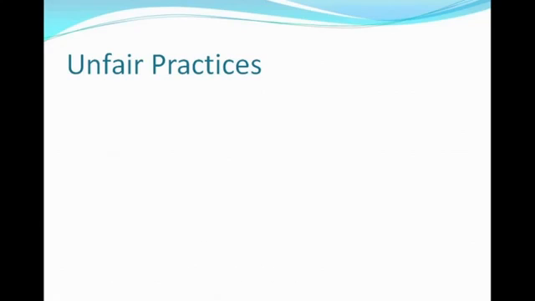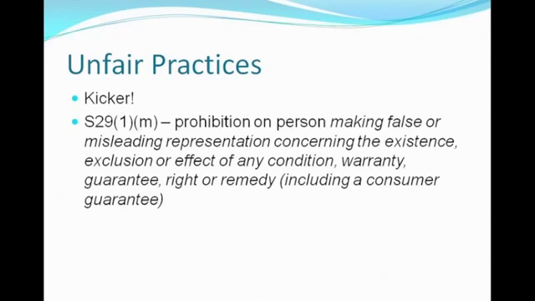Understand. Now, here's the kicker in the unfair practices: there's a prohibition on any supplier, any person supplying goods or services, who makes a false or misleading representation about the existence or the effect of any condition, warranty, guarantee, right or remedy, including a consumer guarantee. So what does that mean? That means that a supplier of goods or services to a consumer cannot make a false representation about these consumer guarantees. You cannot go to the shopping list of these 12 guarantees and start playing around with them.